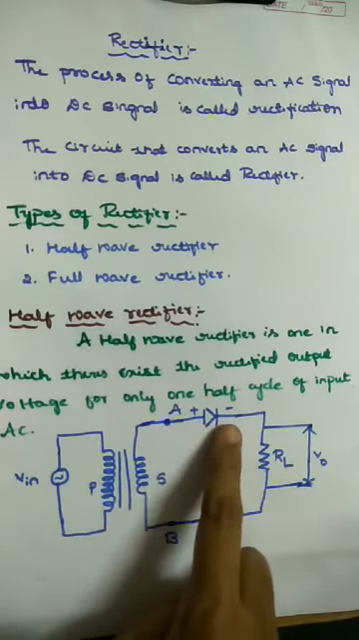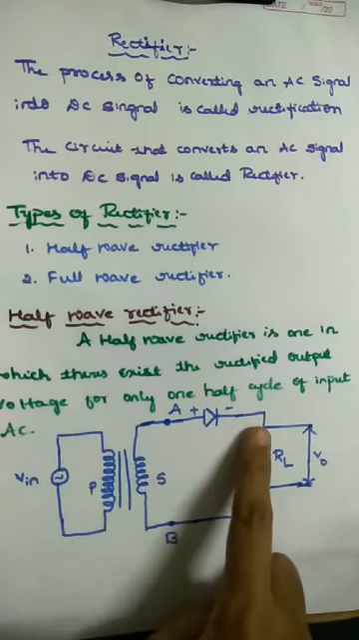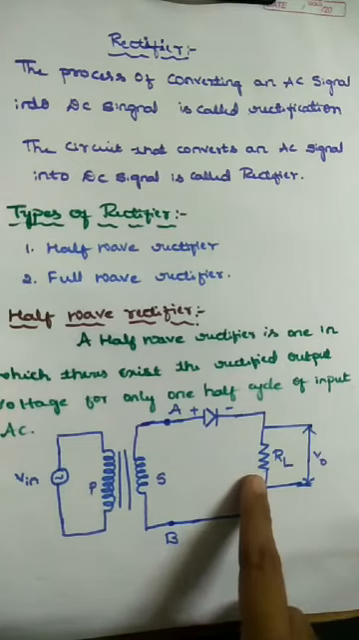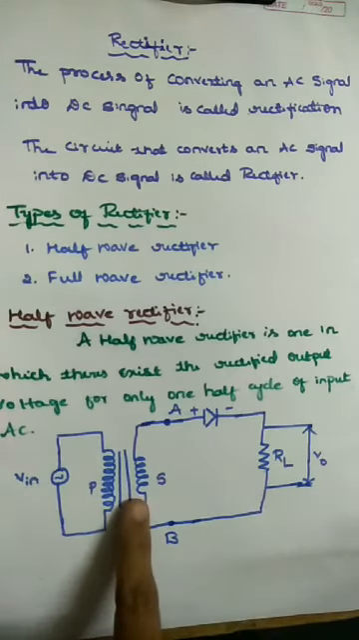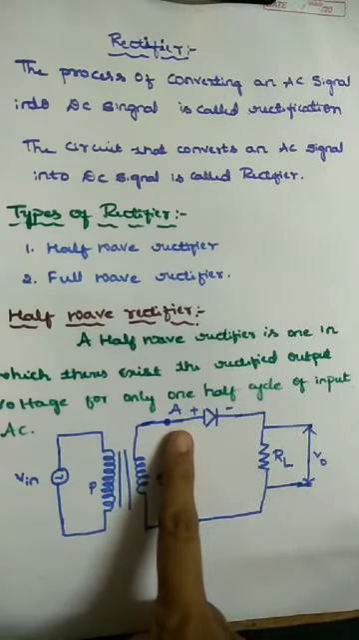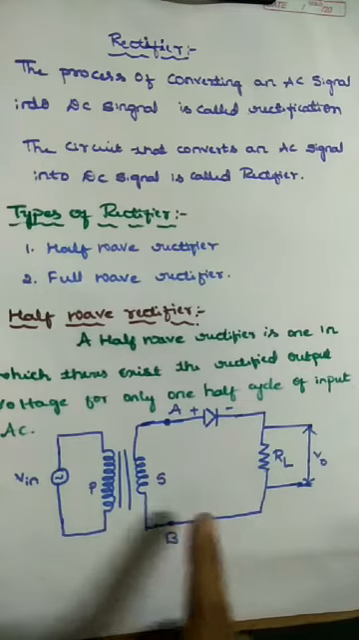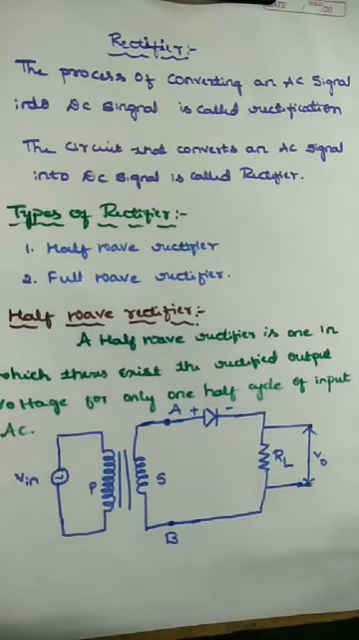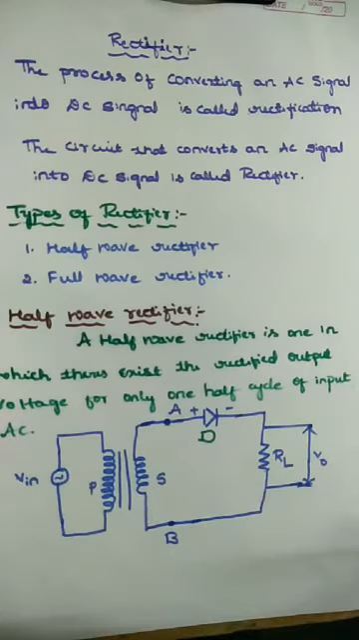So when a PN semiconductor is connected, one terminal is connected to the secondary of the transformer, and the other is to the load resistance. The other end of the load resistance is directly connected to the secondary. We are going to mark point A and point B here. So how does it work? We are going to take this diode, capital D.